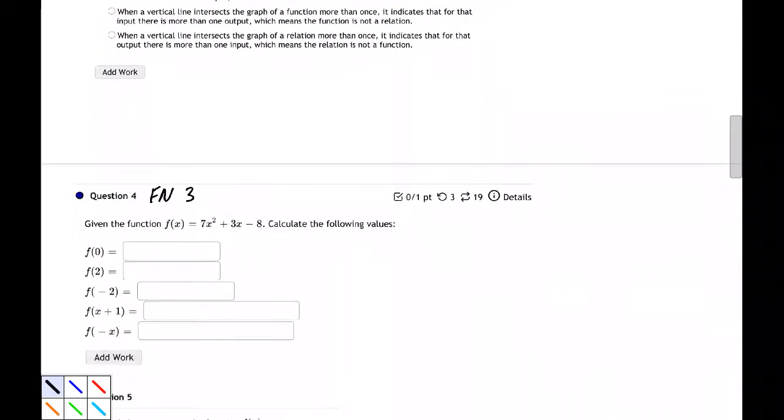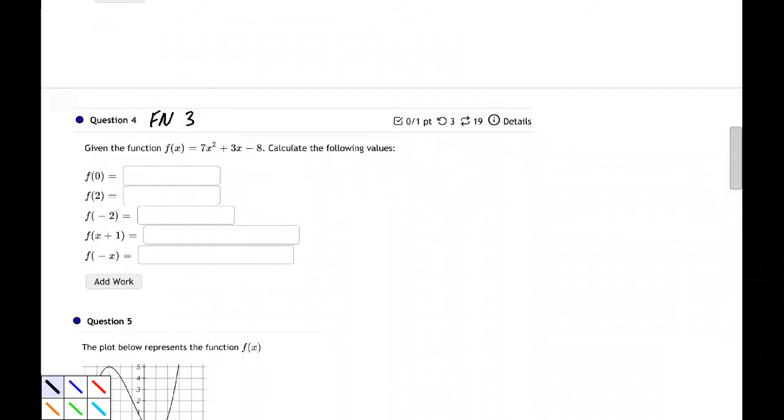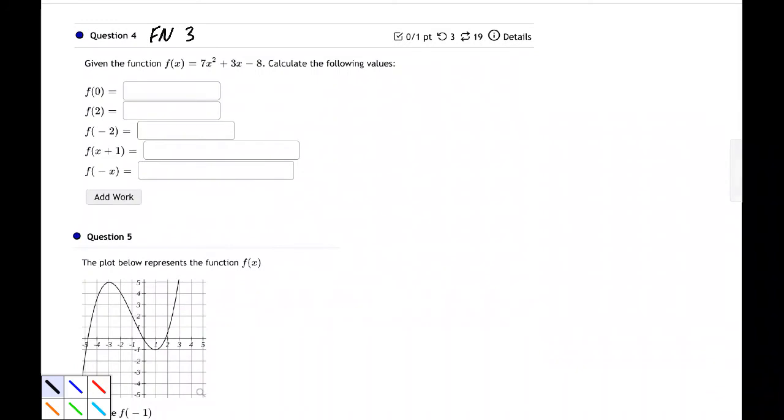All right, moving on to question 4. This is for FN3, and that objective says that we can evaluate a function using variables. So using variables, using constants, and also do this with an equation or given a graph or a table. So there are two questions. One is evaluating with an equation. The second is evaluating with a graph. So to begin with, we'll work with this.